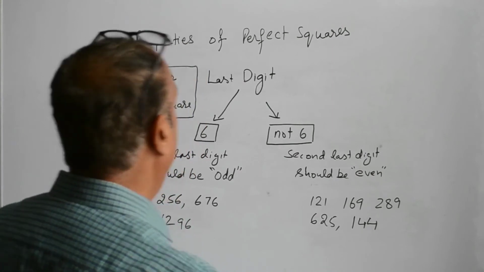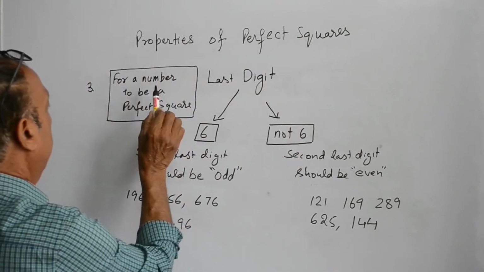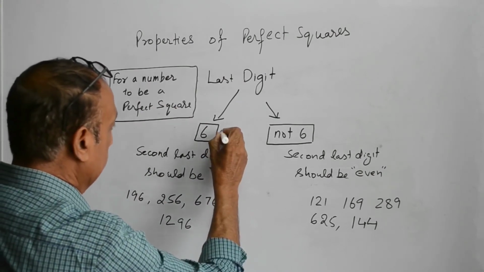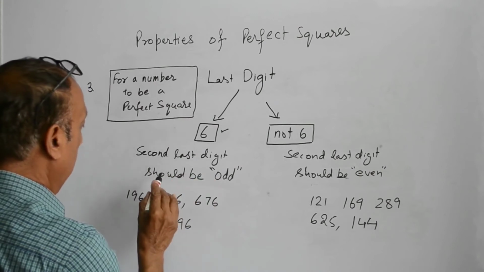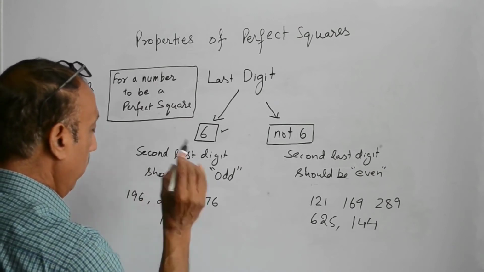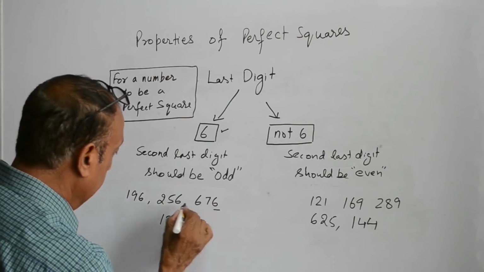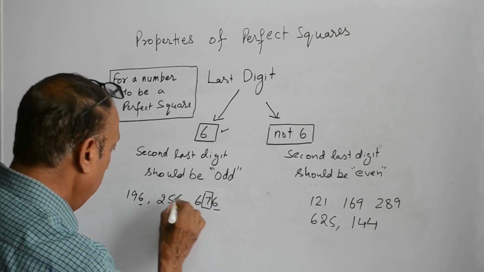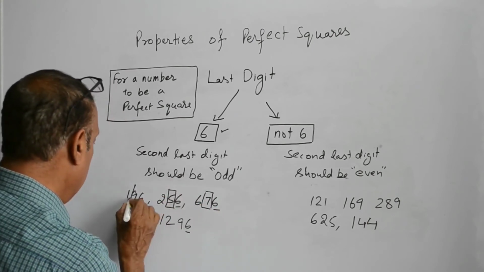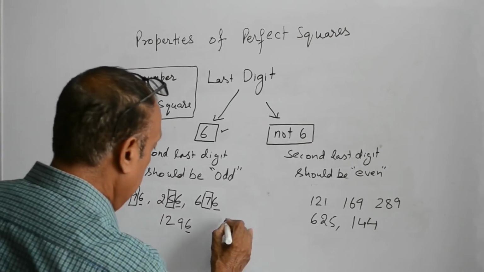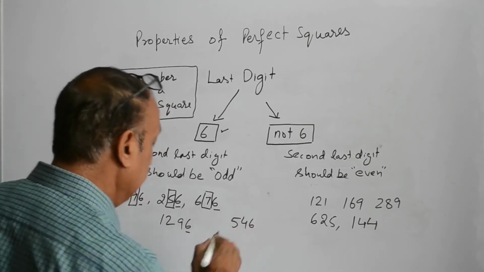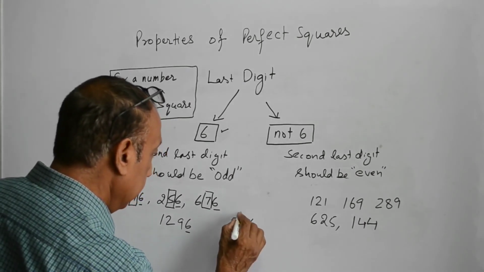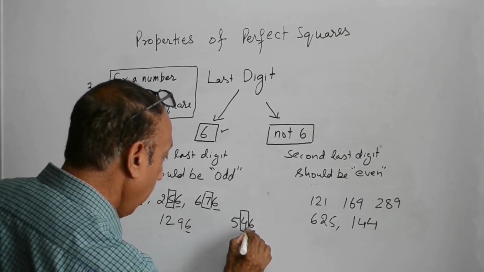Now the next feature of perfect squares. For a number to be a perfect square, see the last digit. If the last digit is a 6, then the second last digit of the number should be an odd number. When the last digit is 6, the second last digit should be an odd number. It means 546 cannot be a perfect square. The last digit is 6, but the second last digit should be an odd number.